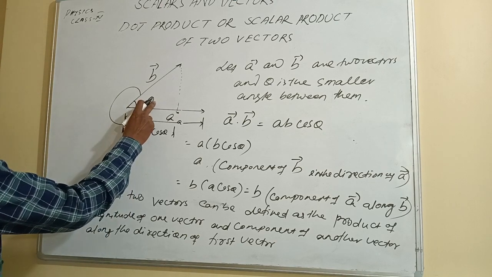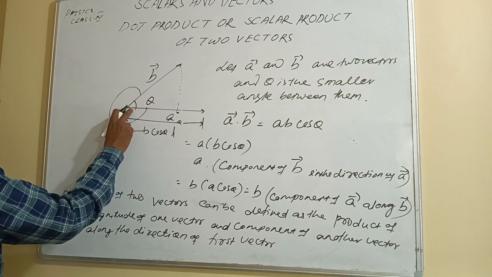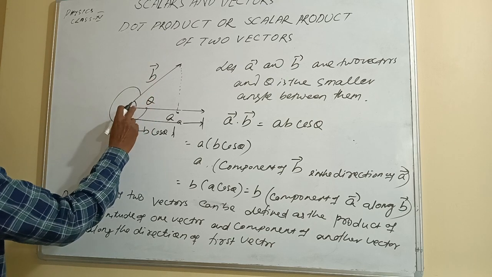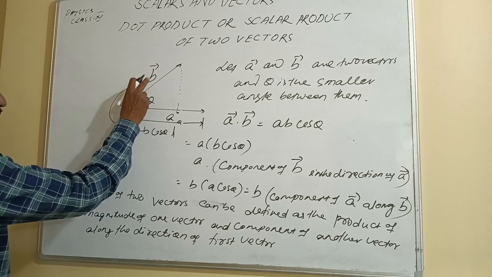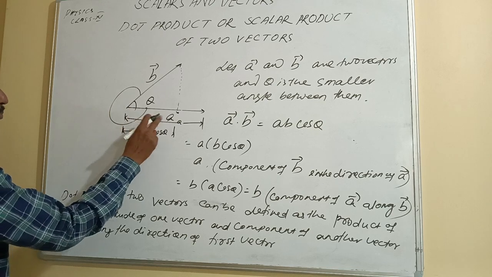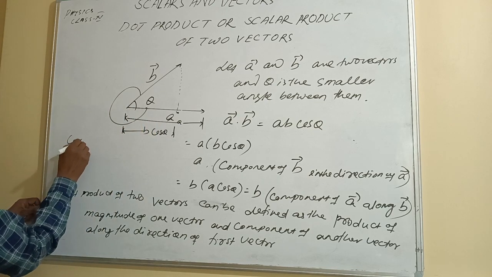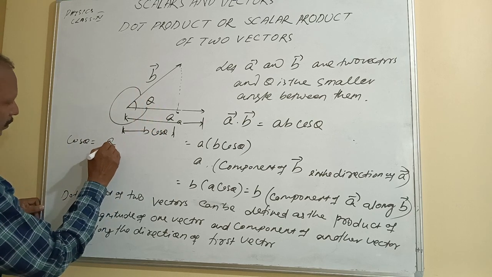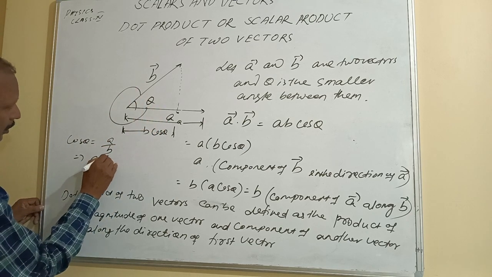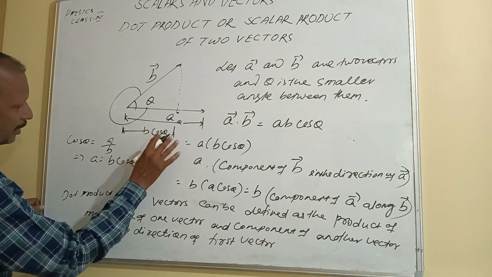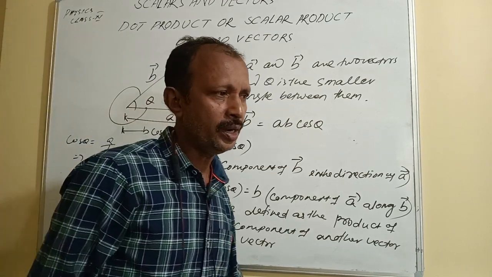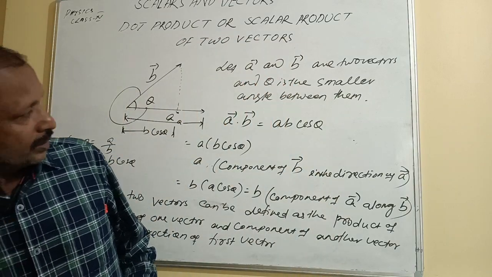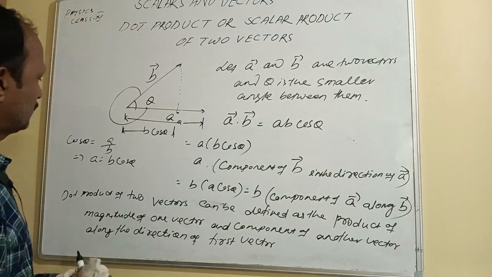This is the theta. You know that cos theta is equal to base by hypotenuse, or I can say cos theta is equal to a by b, which implies that a is equal to b cos theta. I have mentioned here. In this way also I can express. Now let us see some special cases.